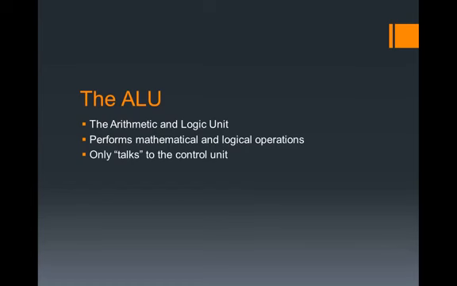The ALU really only talks to the control unit. The ALU is not really directly connected to anything other than the control unit. So anytime a mathematical computation needs to happen, the portion of the computer that's looking for the answer has to tell the control unit that it needs the answer to this math problem, and then the control unit sends it to the ALU, which then in turn sends it back to the control unit, and the control unit sends it back to the device that asked for the mathematics.